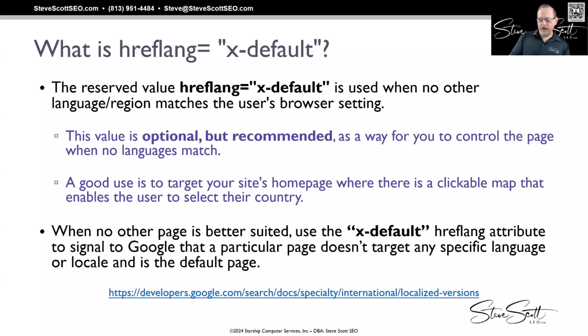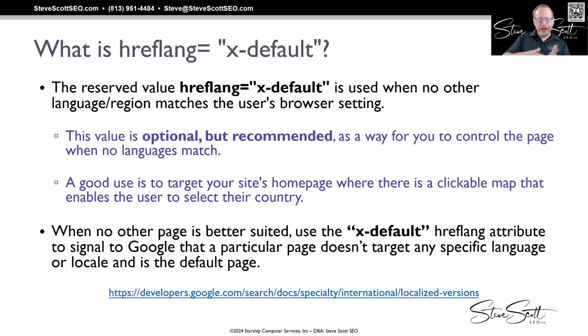Now, there's also a specialty tag that's reserved for value called hreflang equals x-default. You actually say x-default. This is used when no other language and/or region matches what the user's browser setting is. It's an optional value, but it's highly recommended as a way for you to control the page when no language is matched.